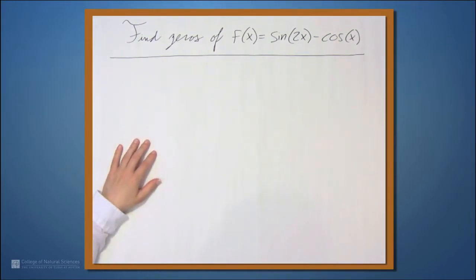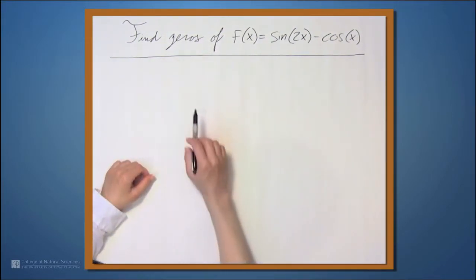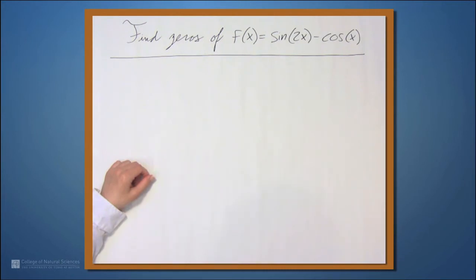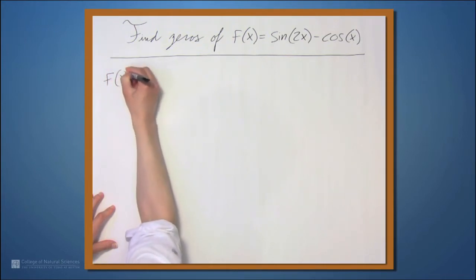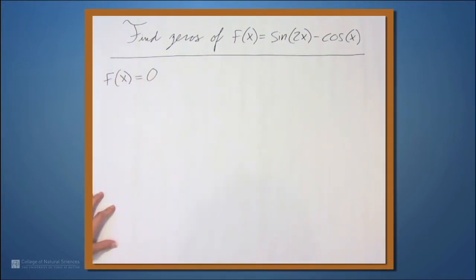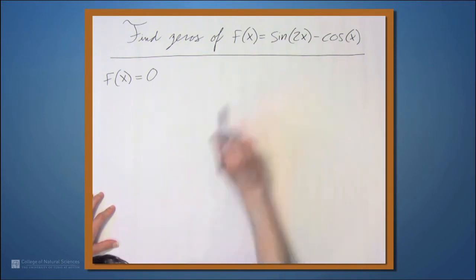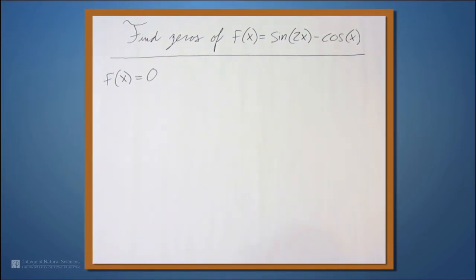So we're here at the example table, and in this video we're going to find the zeros of the function sine of 2x minus cosine x. Just a reminder, the zeros of a function are the values of x for which f of x equals 0. So we set this thing equal to 0 and solve for x.